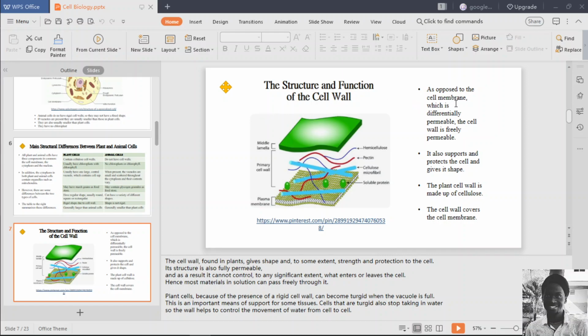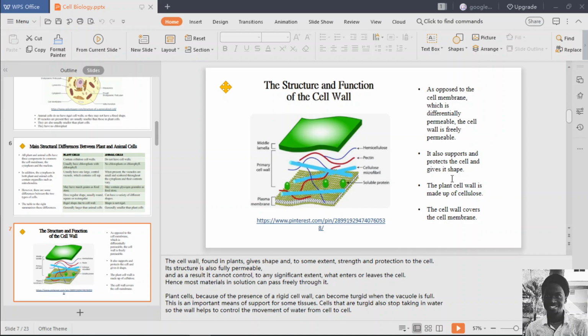As opposed to the cell membrane, which is differentially permeable, the cell wall is freely permeable. It also supports and protects the cell and gives it its shape. That's why the plant cell has a definite shape. It's because of the rigid cell wall.